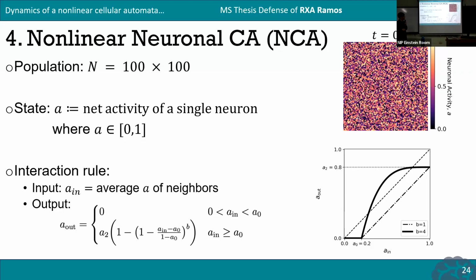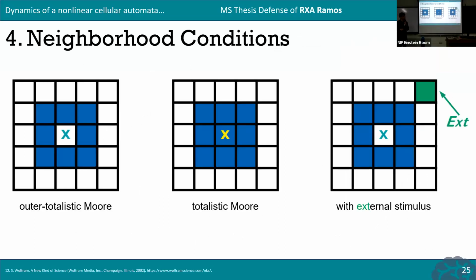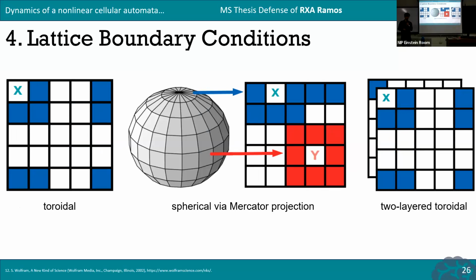However, we can vary this neighborhood. We can apply various neighborhood conditions. Previously, we have seen this outer totalistic Moore. We can also consider a totalistic Moore setting where the cell itself is part of the average. And we can also consider a fraction of the population to be injected by external stimulus, besides the input current from its neighbors. We can also vary the lattice boundary conditions. We have seen earlier the toroidal, but in this thesis, we also considered a spherical lattice via Mercator projection. We just fitted a square lattice on the sphere surface using this projection. And we also considered multi-layered toroidal NCA from 2 layers to 4 layers.